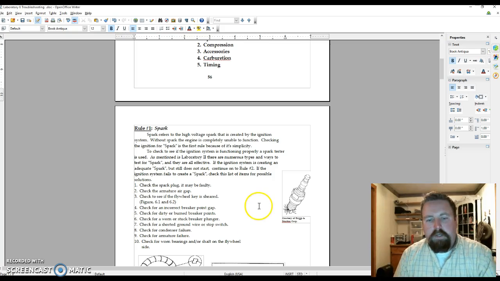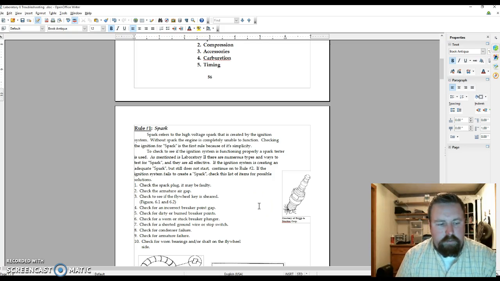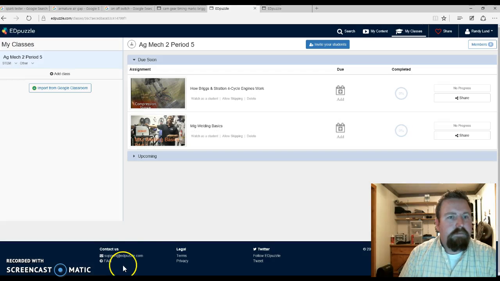So spark, we know that an internal combustion engine with gasoline powered fuel has to have spark in order to run. We know that it is high voltage created by the ignition system, and without that spark it doesn't function. So there's several different ways that voltage spark can be tested. Some are safer than others. One of the best ways that I found is using a spark tester. I pulled up an image of a few of them here.